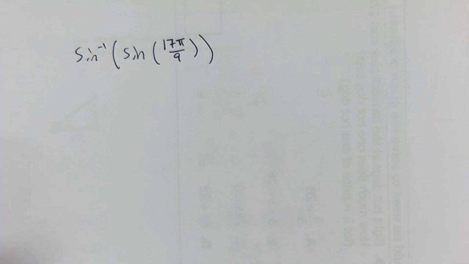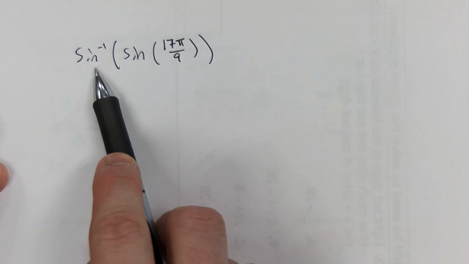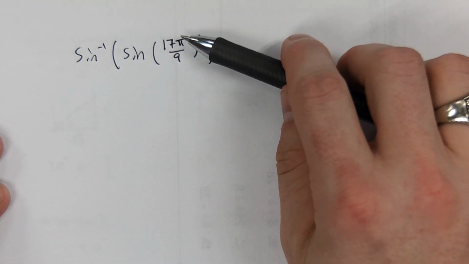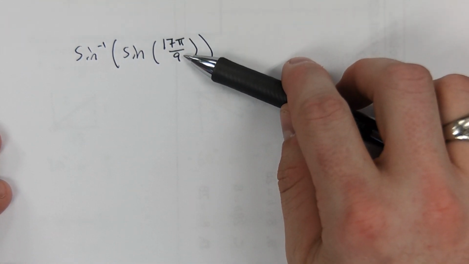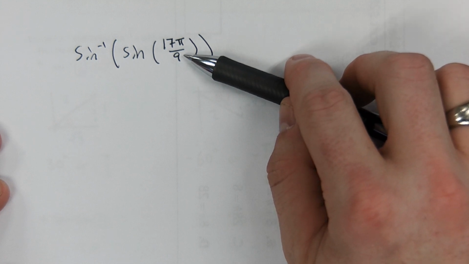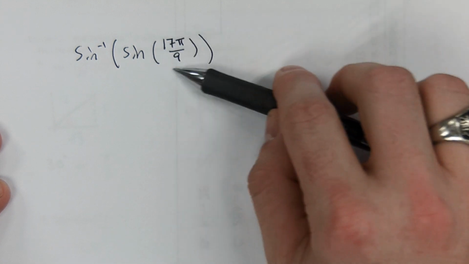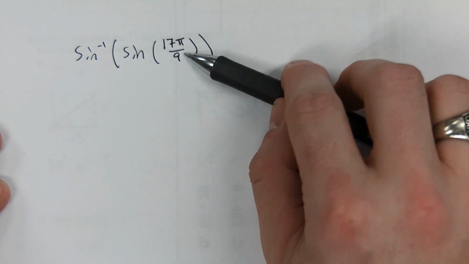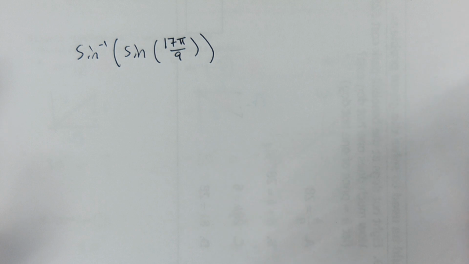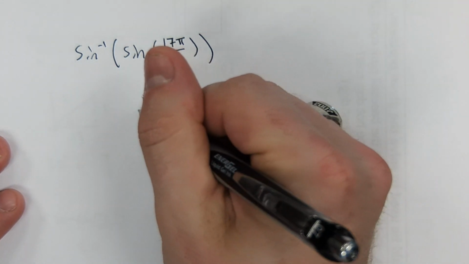Well, you could think about where it is and then where sine inverse would want it to be. So let's do it like this. 17 over 9. That's almost 18 over 9, right? Which is equal to 2. So this is almost equal to 2 pi. Almost. So if it's almost equal to 2 pi, what quadrant would it be in? Quadrant 4.